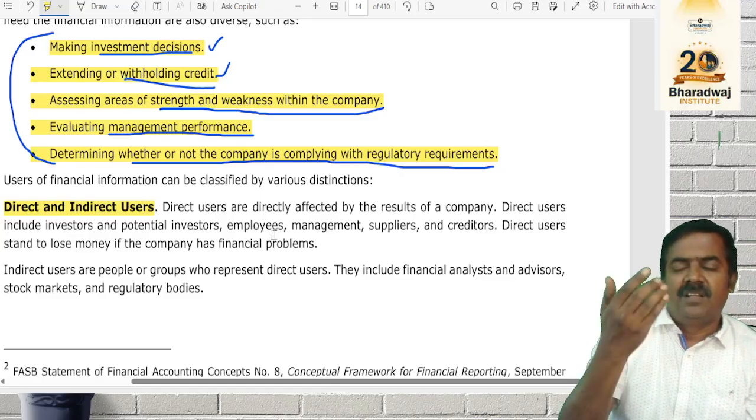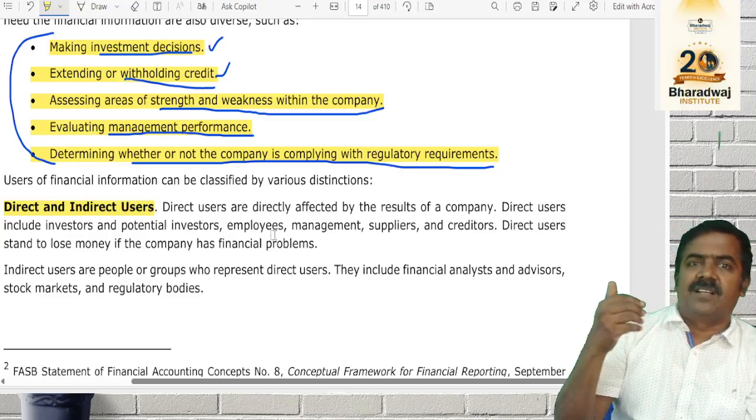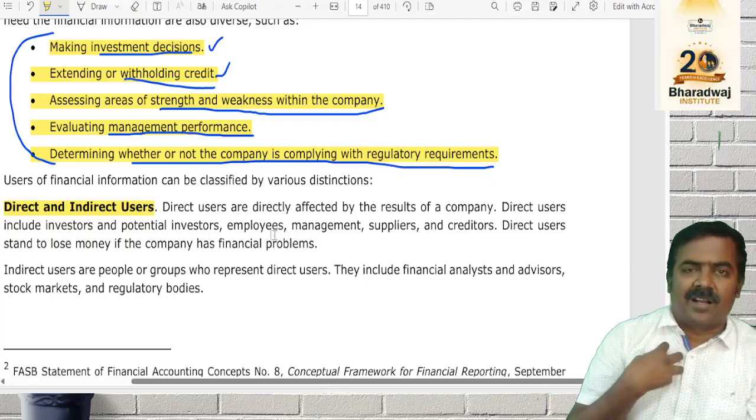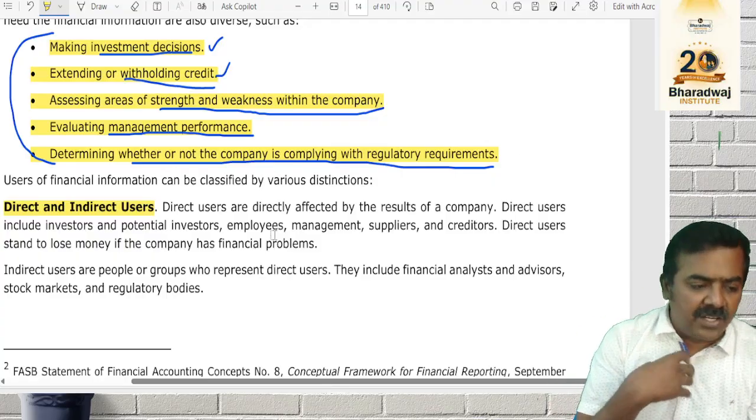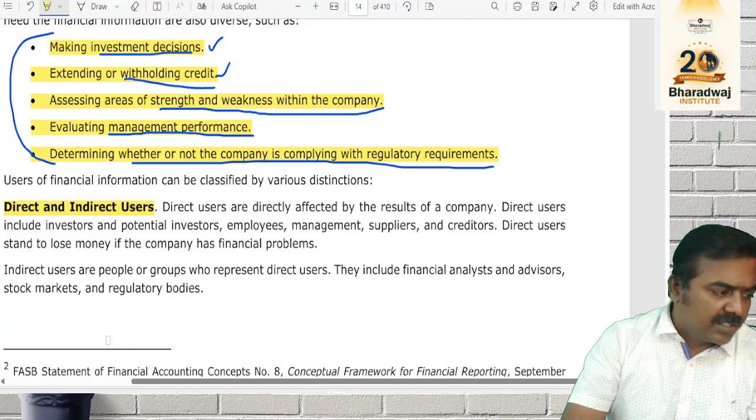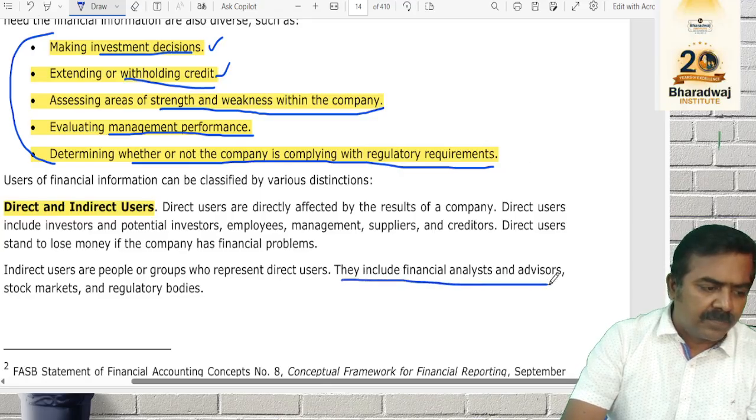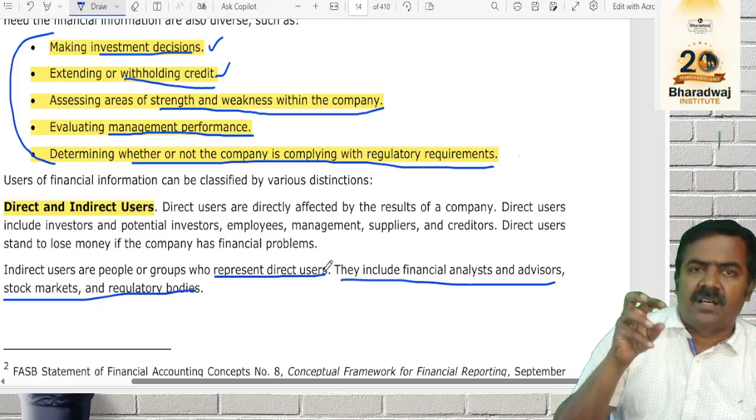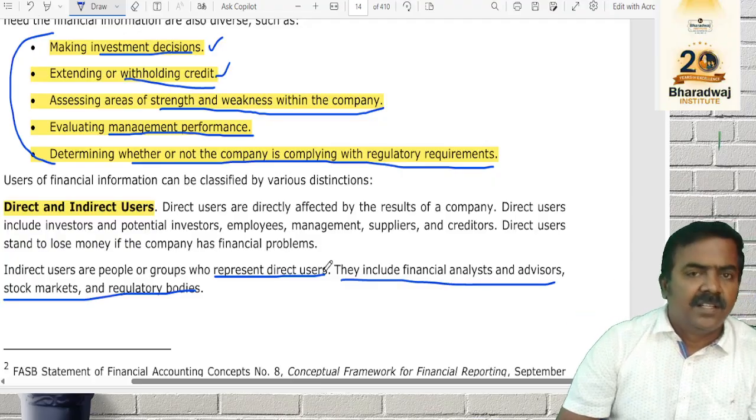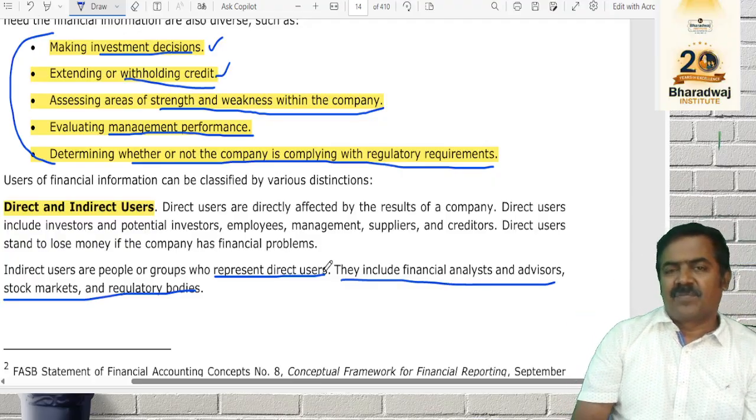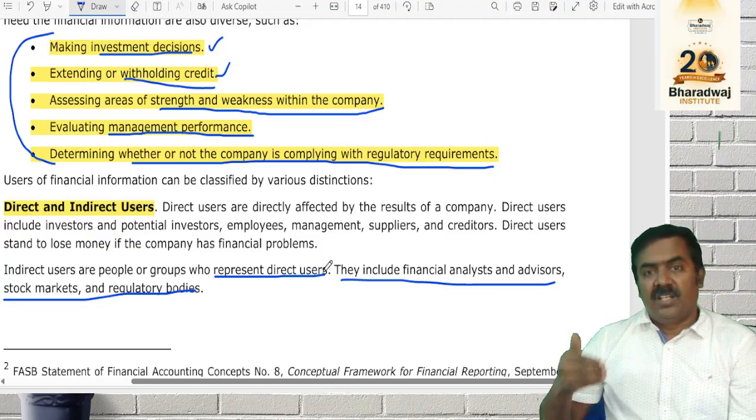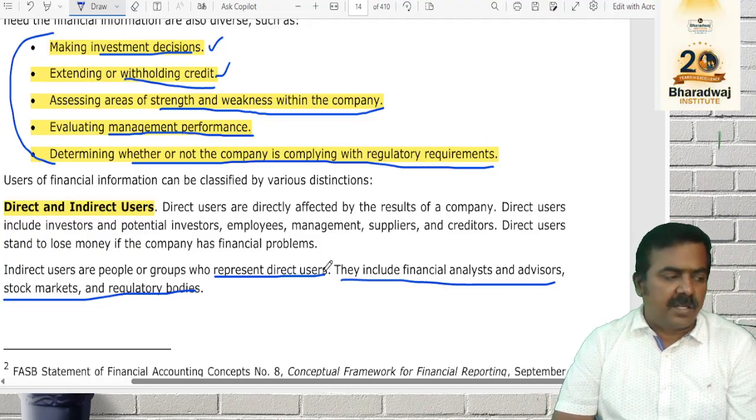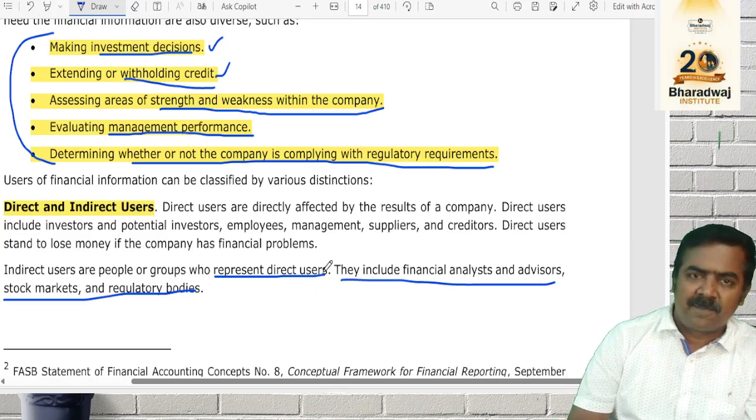Or, for example, you want to decide about whether to extend credit or not to this company. Then I'm an analyst. I will analyze and give it to you. So financial analysts, advisors, stock markets, regulatory bodies are called as what? Indirect users. Do you understand? If an investor or an employee or a creditor is making a direct analysis, they are called direct users. On behalf of direct users, if anybody is doing the work on financial statement, they are called as what? Indirect users.